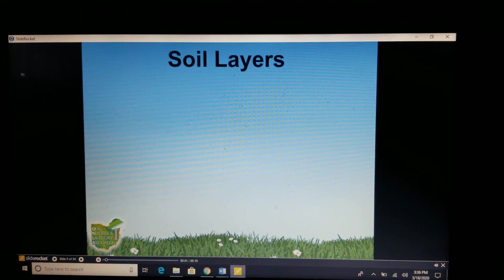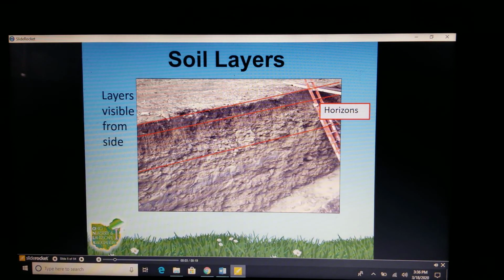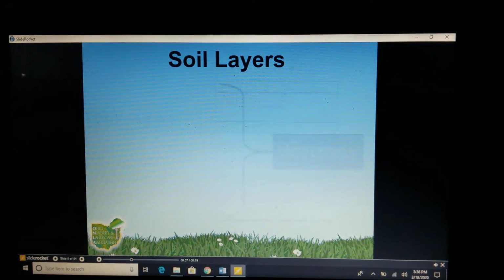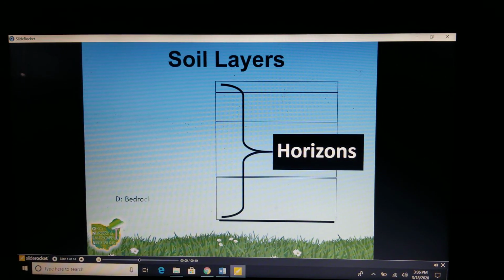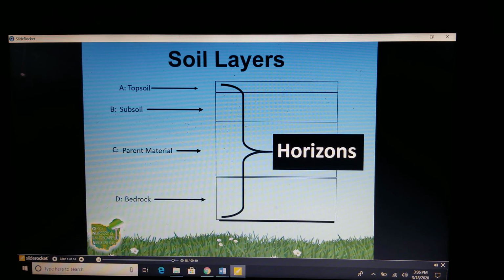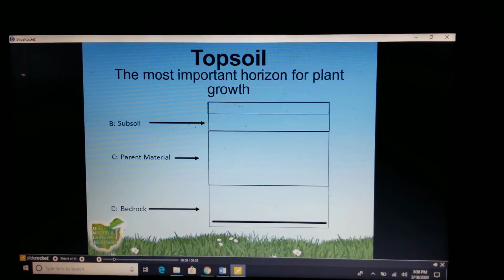When exposed, the soil of the earth appears as layers, called horizons. Each horizon is assigned a letter that refers to that particular layer. D, bedrock. C, parent material. B, subsoil. A, topsoil. Topsoil is the most important horizon for plant growth.